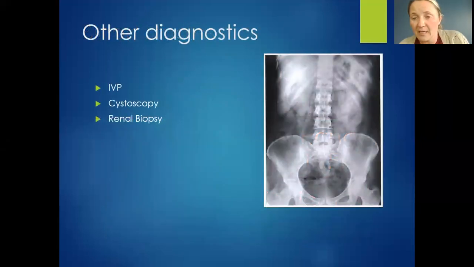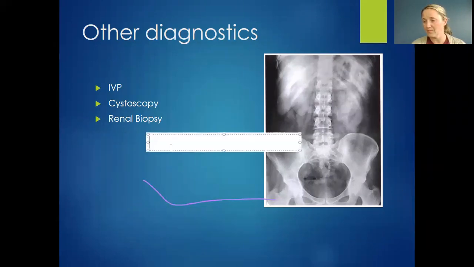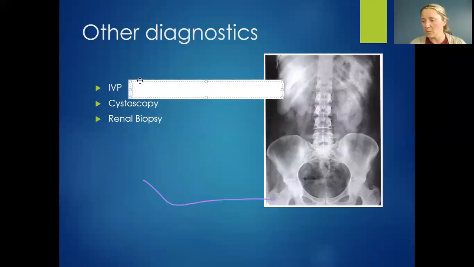So let's look at other diagnostic tests. That IVP is an intravenous pyelogram. Let me put that in a text box over here. Oh, that's not what I wanted. My goodness. Okay, here we go. That IVP, put it up here beside it. Okay, I'm going to move forward.